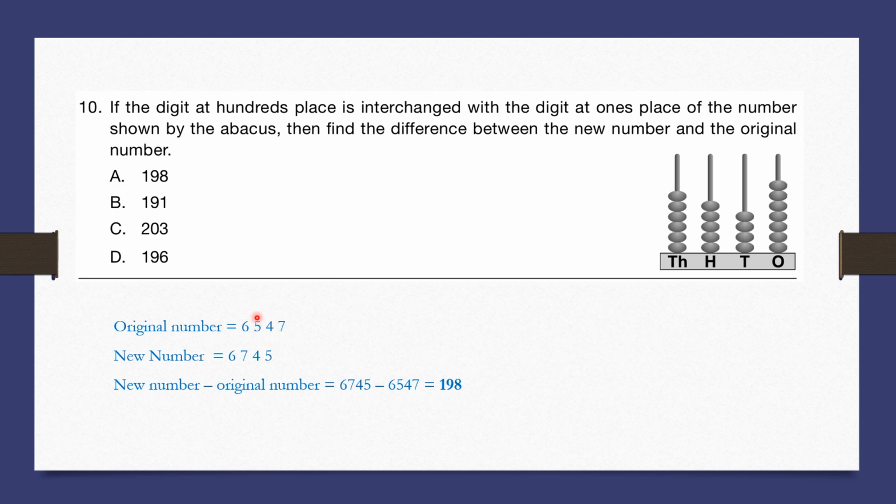Now let's interchange the hundreds place digit with the ones place digit. So hundreds place digit is 5 and ones place digit is 7. So 7 will come here and 5 will go here. So the new number will be 6745. Now let's see the difference between the new number and the original number. So 6745 minus 6547 equals 198. So our answer is option A.